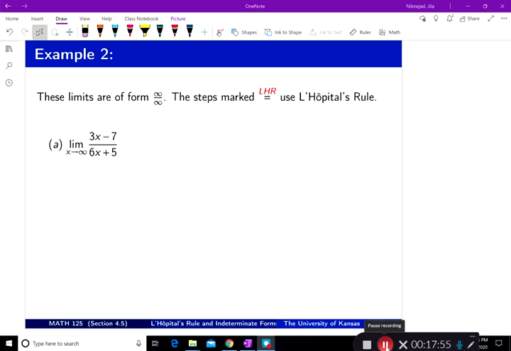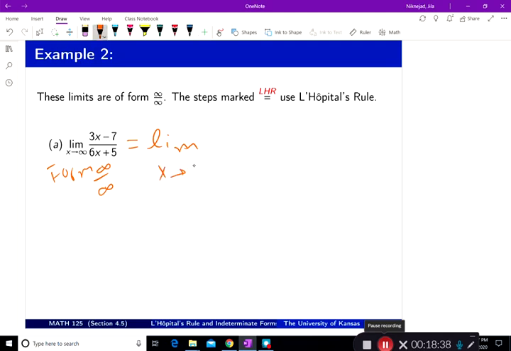And now some limits of the form infinity over infinity. And then again, we use LHR to show that L'Hopital rule was used. Over here, limit of 3x minus 7 over 6x plus 5. If I plug in infinity, it would be the form infinity over infinity. Now, that's not going to work that way. So one way is to solve the way we know from the material before, and the other way is just using L'Hopital rule.